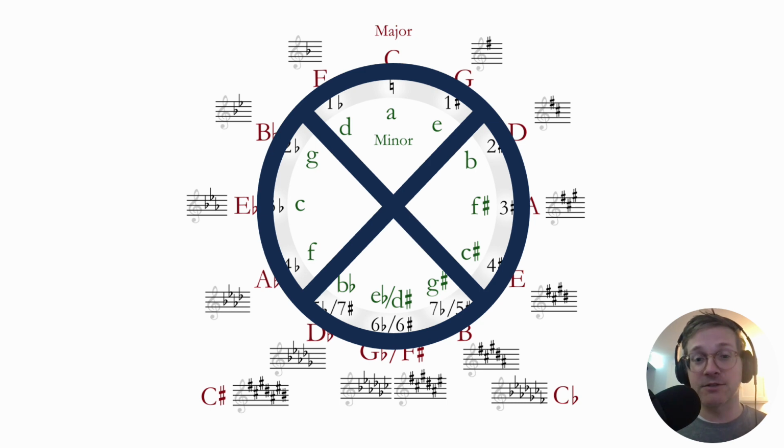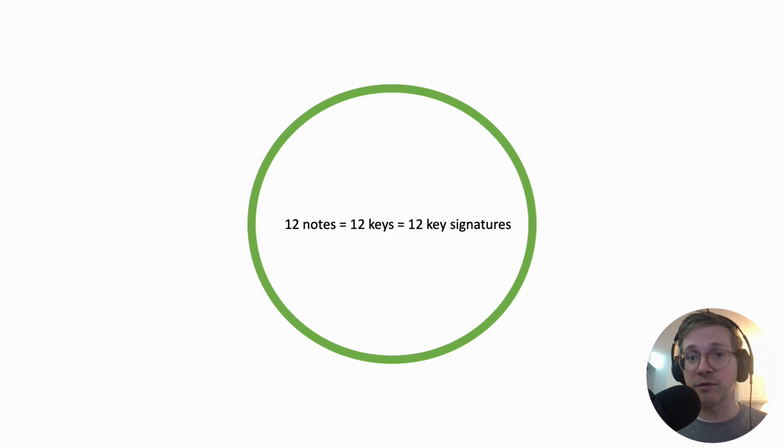So let's start by building a circle of fifths. First thing we need is, of course, a circle. So if you think about the circle of fifths as a clock, right? There are 12 notes, which means that there are 12 keys and hence 12 key signatures. And that's what we're dealing with in the circle: we're just arranging those 12 notes in a way that we can see their key signatures in a logical fashion.